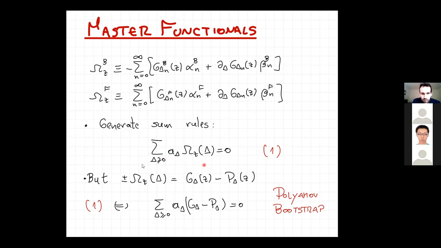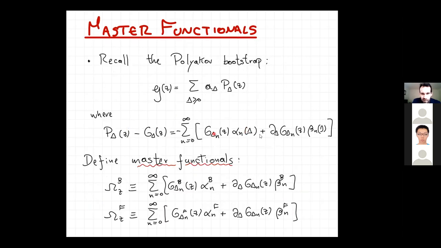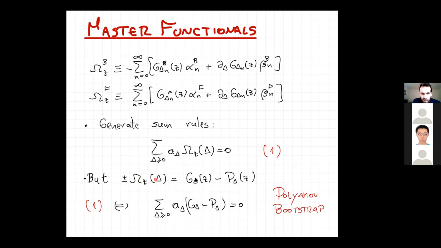What does this mean? Well, from my definition of omega, when this functional acts on a crossing vector, it gives G delta minus the Polyakov block, right? Because B delta minus G delta is this. And this is the functional action on delta. So the functional action is equal to this.